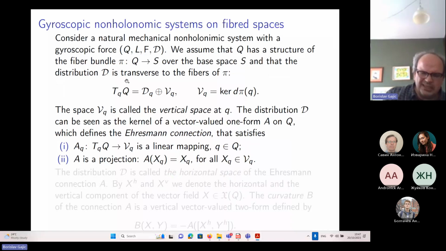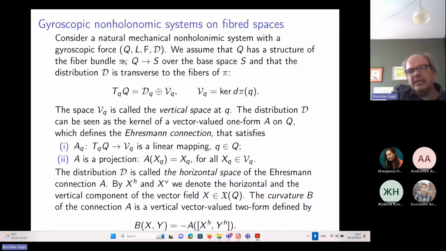Now let us suppose that our configuration space Q has the structure of a fiber bundle. We have a base manifold S and a natural projection P, such that the distribution D transfers to the fibers of P. That simply means that the tangent space at any point can be seen as a direct sum of this D, which gives us the distribution, and the vertical space, which is the kernel of dP.